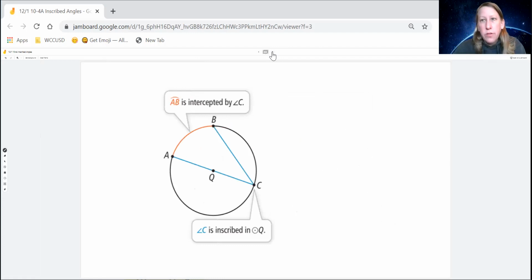Another vocabulary word that goes with this is something called the intercepted arc. So if we have angle C inscribed, if I continued those chords, you could kind of see that it's going to cut through the circle at this arc. So the sides of the angles are hitting the circle at this arc right here. So we say that arc AB is the intercepted arc, that they're connected. This angle C has something to do with the measure of this arc.